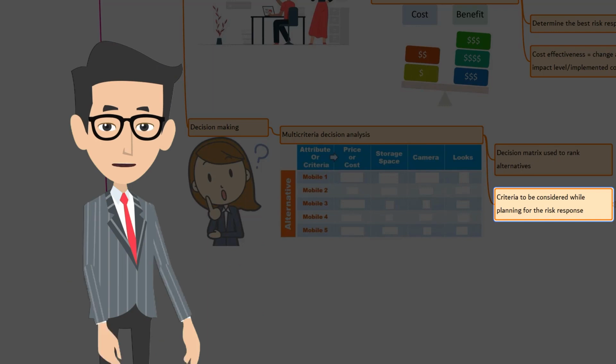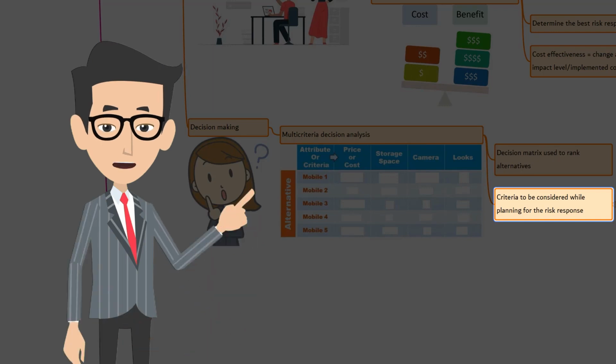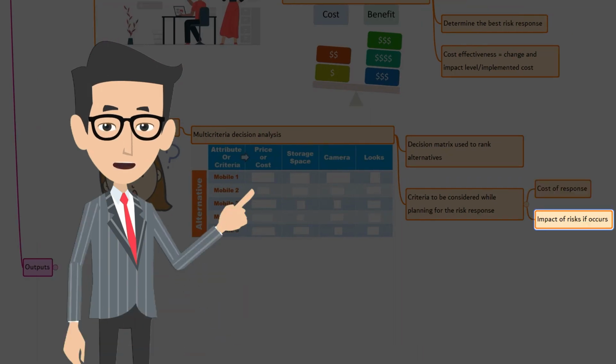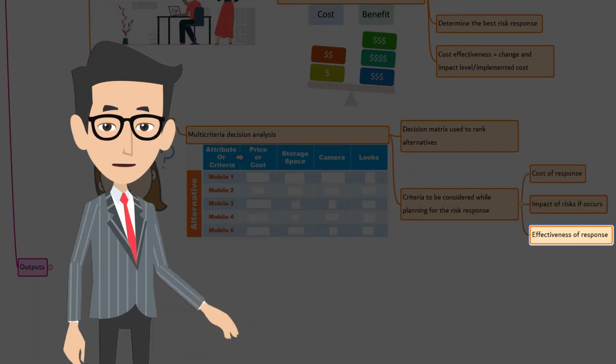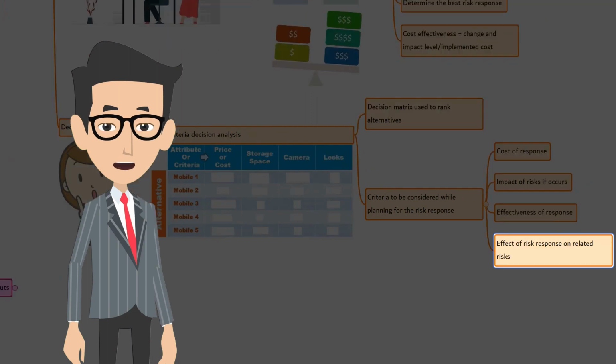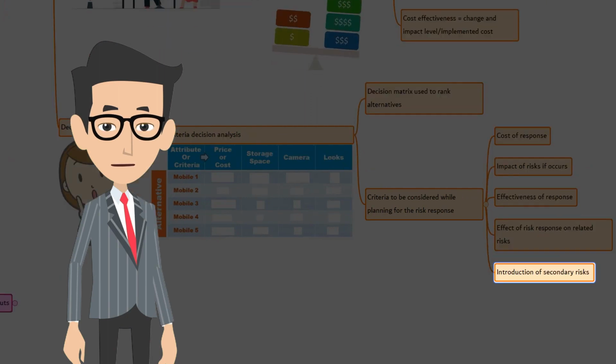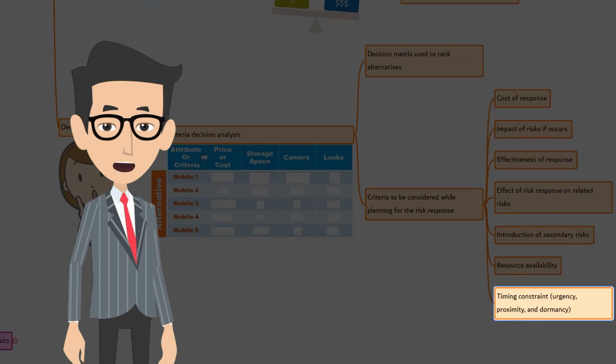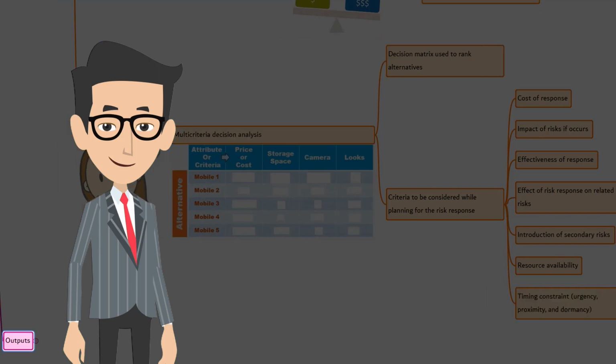You can consider one or multiple criteria when planning for risk response selections, such as cost of response, impact of risk if it occurs, effectiveness of response, effect of risk response on related risks, introduction of secondary risk, resource availability, and timing constraint, urgency, proximity, and dormancy.